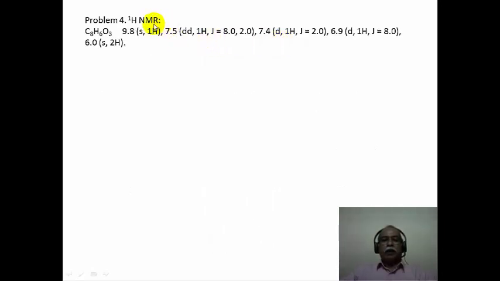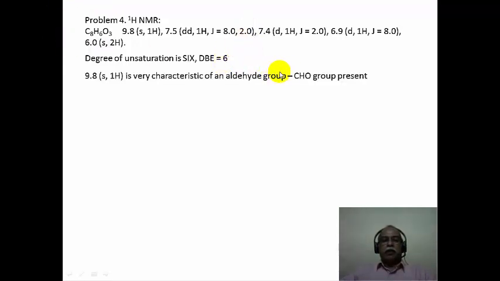Again, proton NMR spectral data is given. The molecular formula is C8H6O, and the double bond equivalence here corresponds to 6. In other words, there are 6 double bonds or equivalent to 6 unsaturation present in this particular molecule. If you look at 9.8 singlet as one hydrogen signal, this will only be an aldehyde functional group, because between 9 and 10.5 or so, it's a very characteristic region for the aldehyde groups to come. So there is an aldehyde group present in this particular molecule.